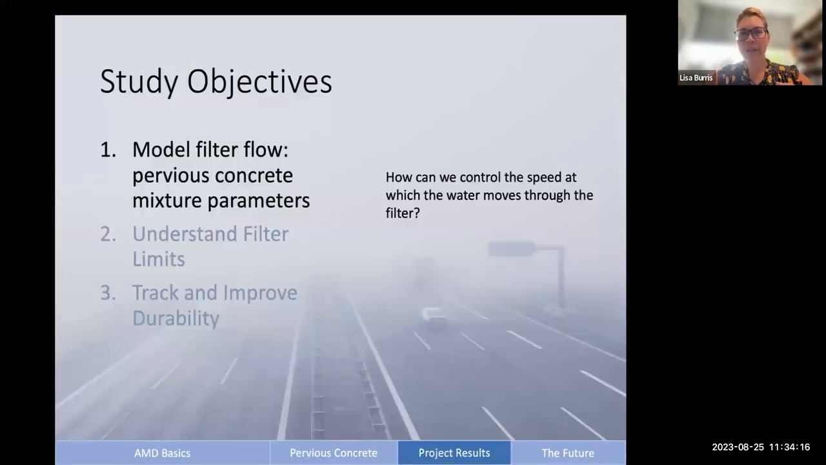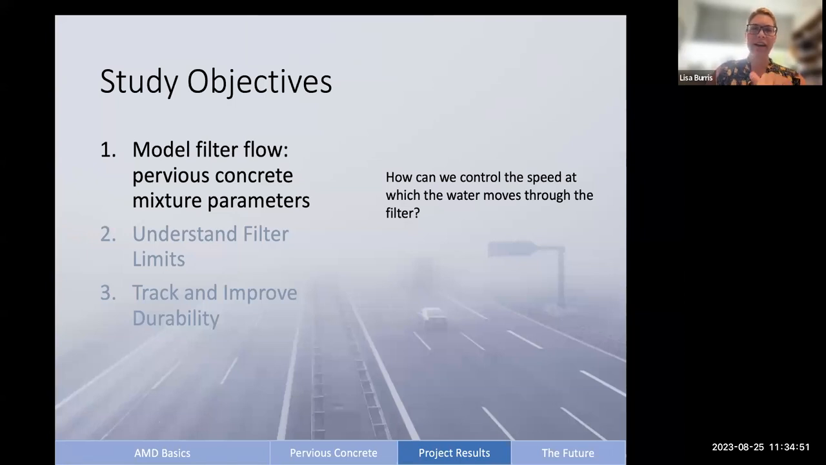So our study had 3 objectives. We wanted to understand the mixture design parameters associated with making pervious concrete and understand how wide of a range of flow conditions we could run through that pervious concrete without impeding water flow. We wanted to understand the ability to remove heavy metals and increase pH from that system. And we wanted to track and understand the durability of the pervious concrete. How long can we expect these things to live and exist before we have to replace them?